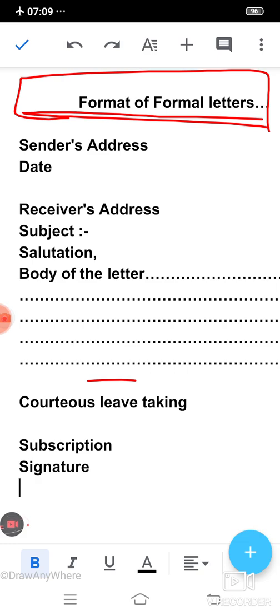In a formal letter, as you know, we discuss matters which are related to official purpose. It means formal letters are written to officers. These are also known as official letters. So formal letters are the letters which are written to officers, teachers, etc.